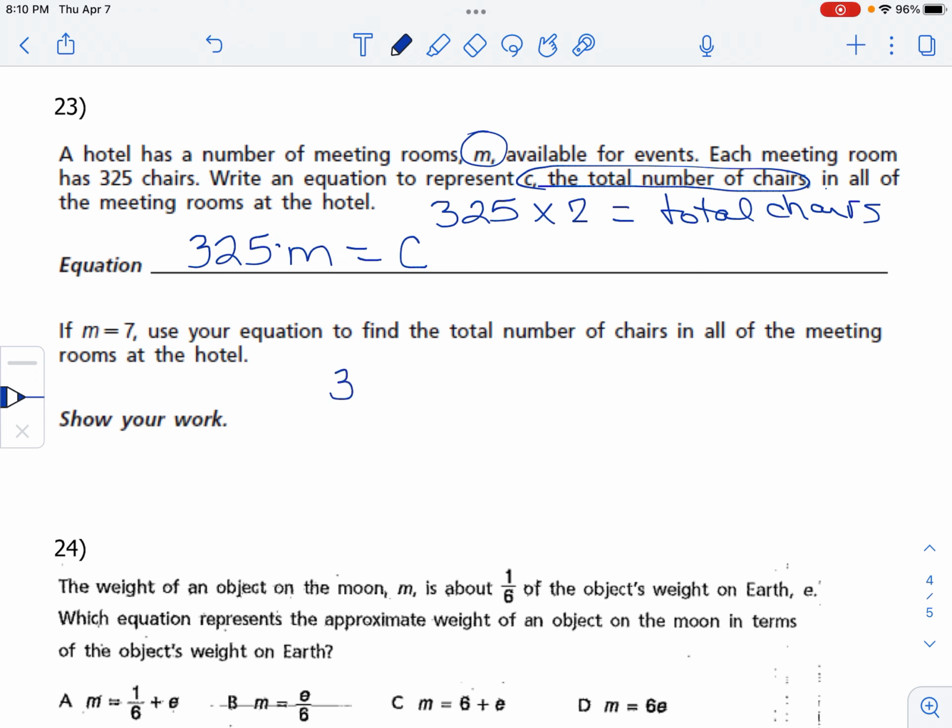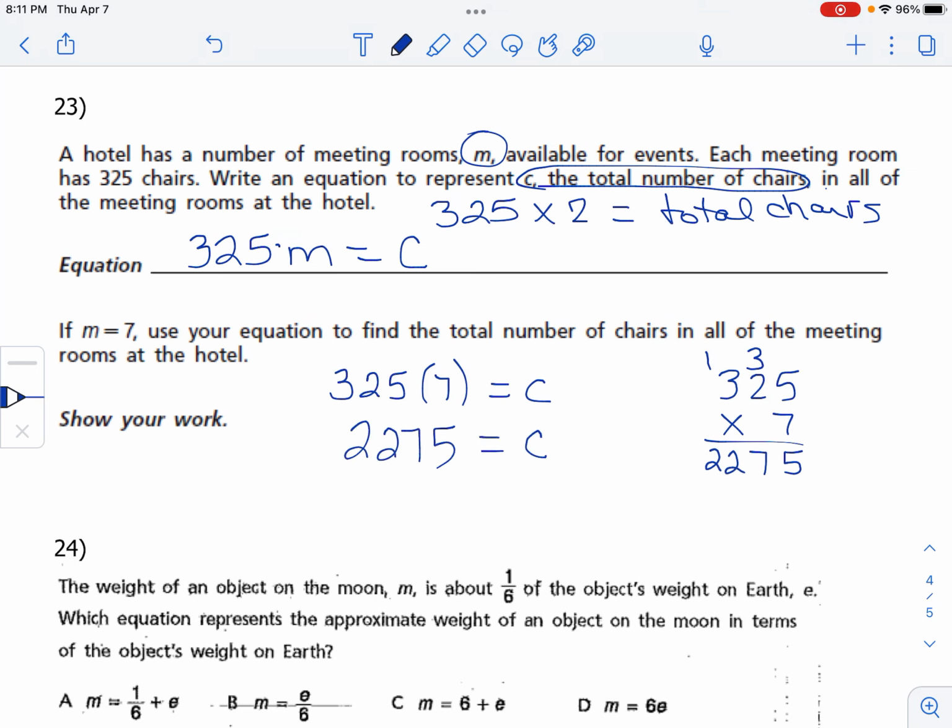So we're going to substitute in here. 325 times 7, that's going to equal C, our total number of chairs. And I'm going to do that multiplication on the side here. You should show your substitution, right? Show this, keep the original equation, and put 7 in for M. All right, so that's 35. 7 times 2 is 14, plus 3 is 17, and 7 times 3 is 21, plus 1 is 22. Right, so that means C is equal to 2,275 chairs.